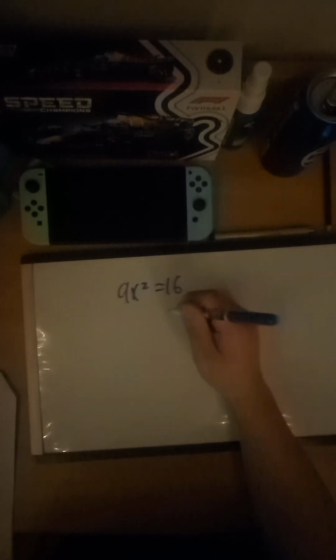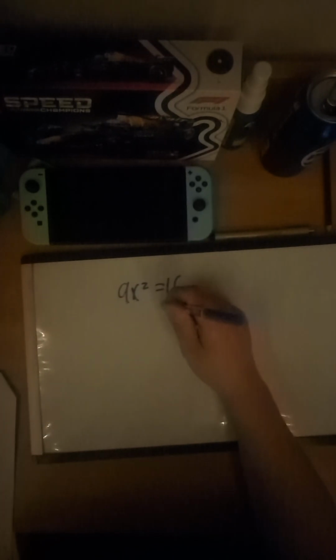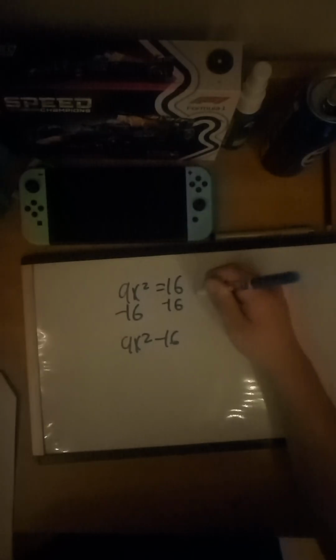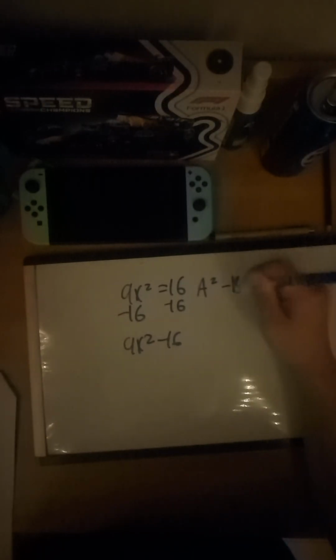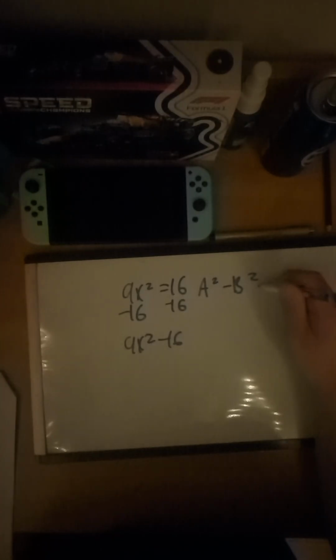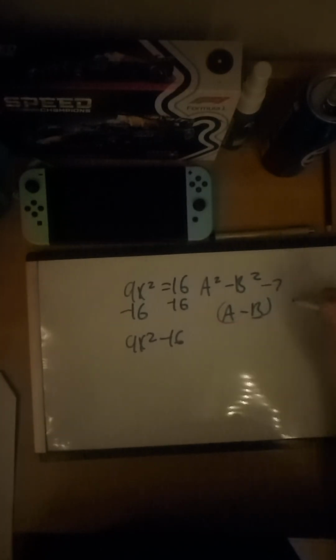Alrighty, so we're going to go ahead and do B now, which is 9x squared equals 16. We can go ahead and actually move this 16 over to set up a difference of squares equation. Difference of squares will be a squared minus b squared. A squared in this case is our 9x squared and b squared is our 16. And this will become a minus b and a plus b.